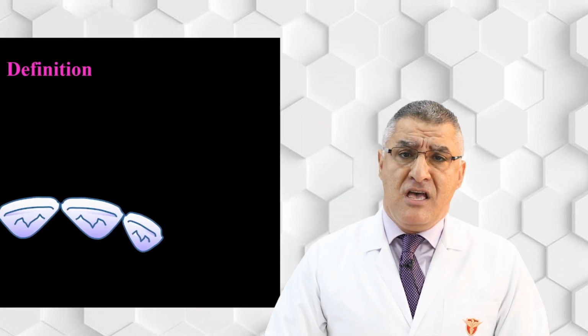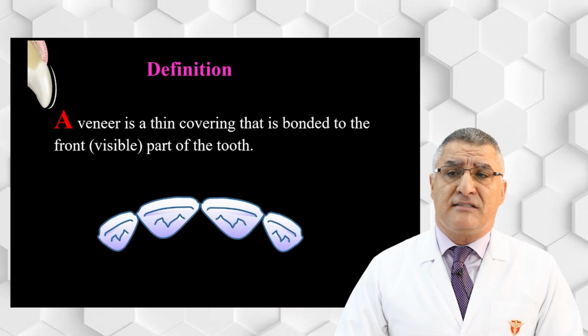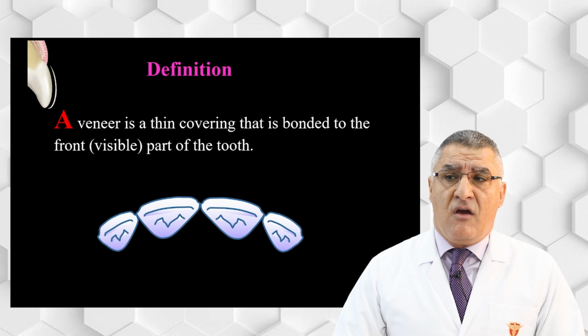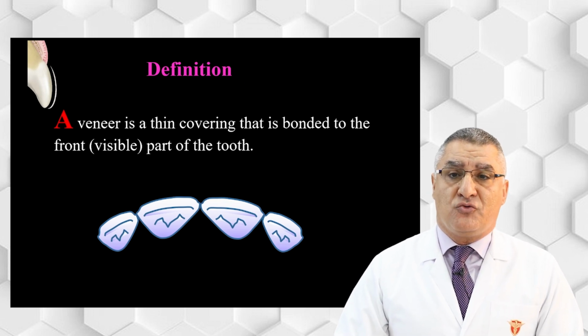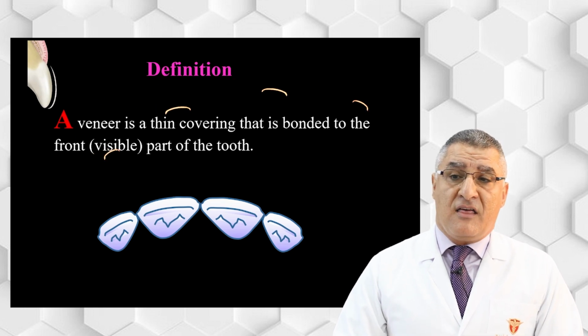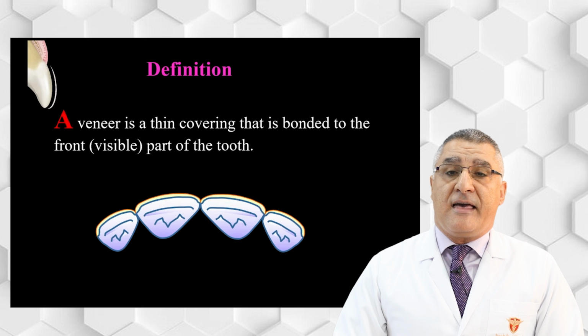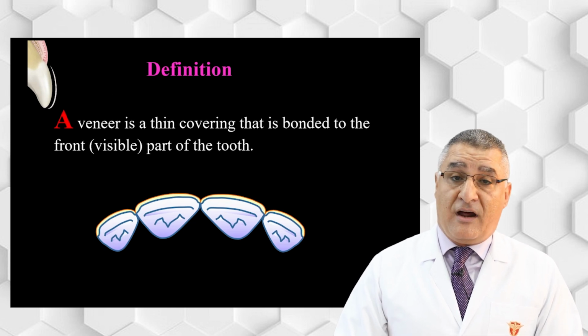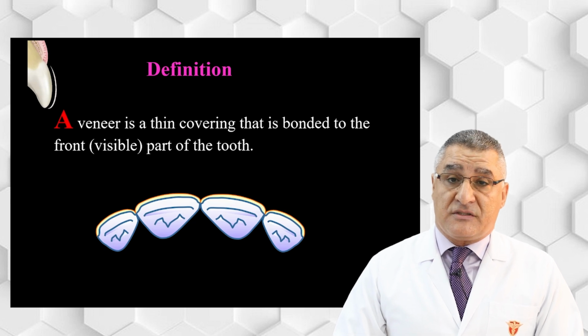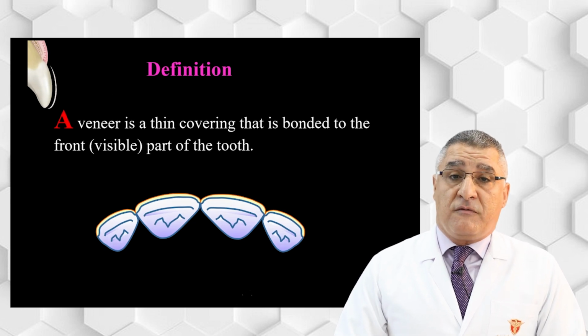By definition, a veneer is a thin covering that will bond to the front or visible part of the tooth. Usually it will cover the labial surface of the tooth. Sometimes it also will cover the incisal surface. This type of restoration is used to improve the aesthetics of the patients.